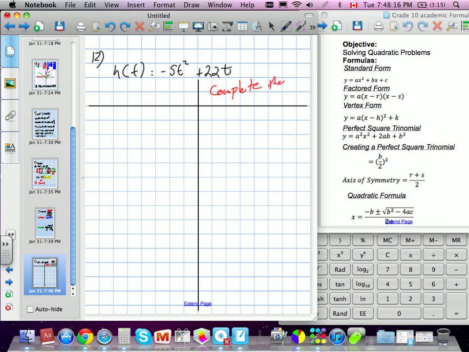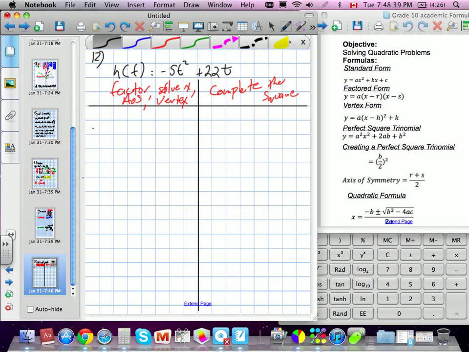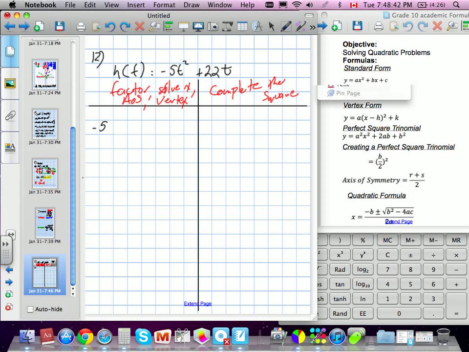Okay, so on the left, let's put h of t. So the height, in reference to the time the rocket spends in the air, is negative 5t squared plus 22t. On this one here, we have h of t is equal to negative 5t squared plus 22t. Now, talk about the one on the left first. Very first style of factoring. You know what we look for?